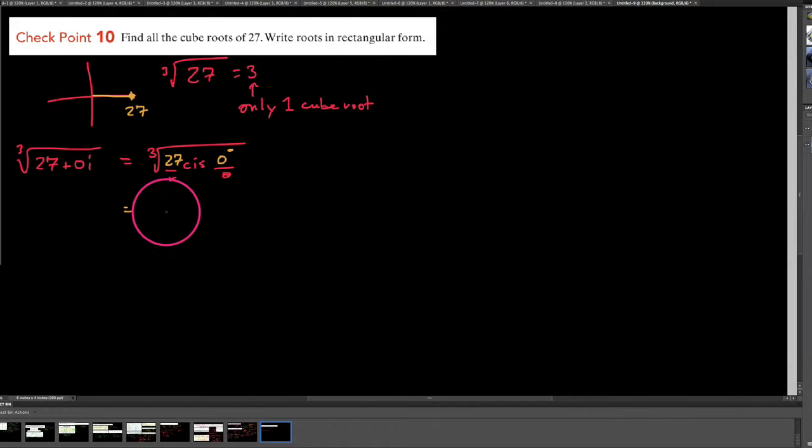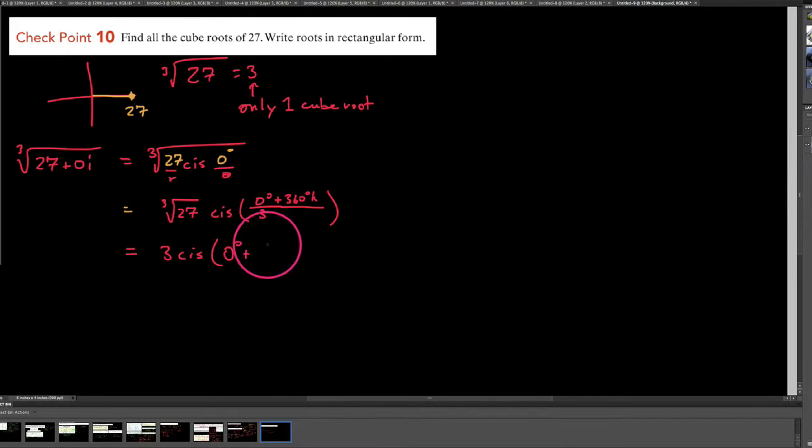To use De Moivre's, we'll start by taking the cube root of our modulus, and then cis of our argument, 0 here, divided by 3, not multiplied by 3. And of course, lastly, making sure that we fill in this right here. Because we're finding cube roots, let's do our cube root of 27. We get 3. Simplifying this value, 0 divided by 3 is 0 degrees, and 360 divided by 3 is 120 degrees. Essentially what we get is this right here.